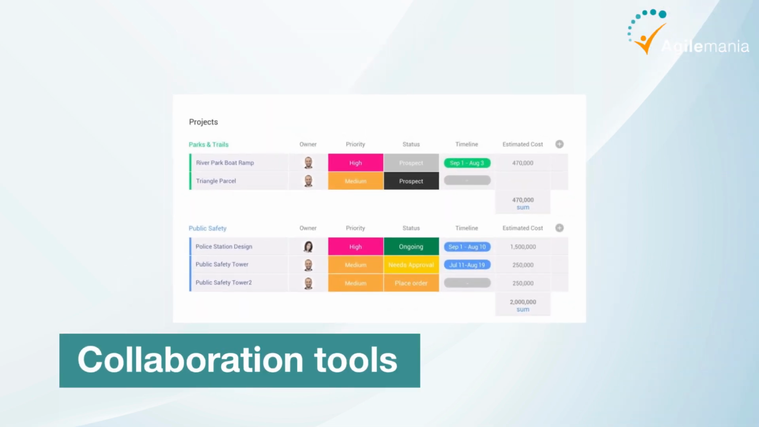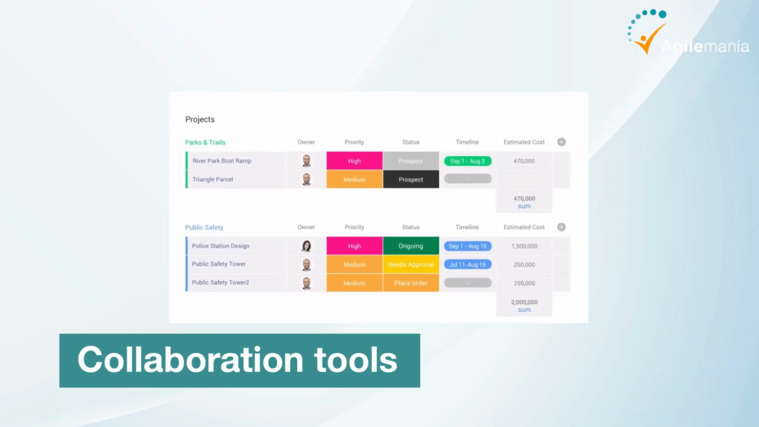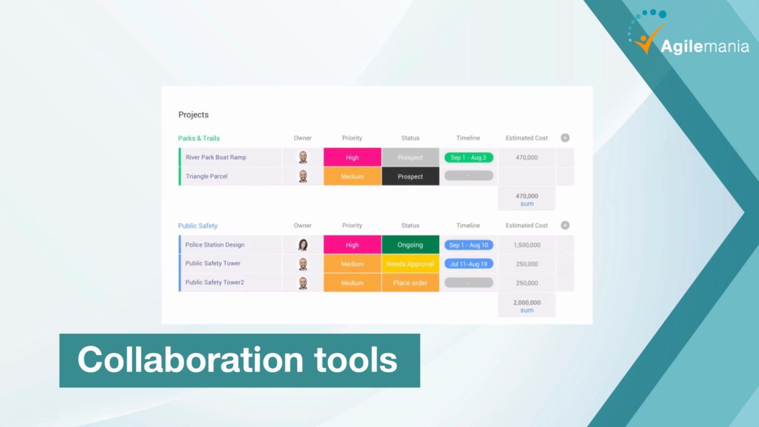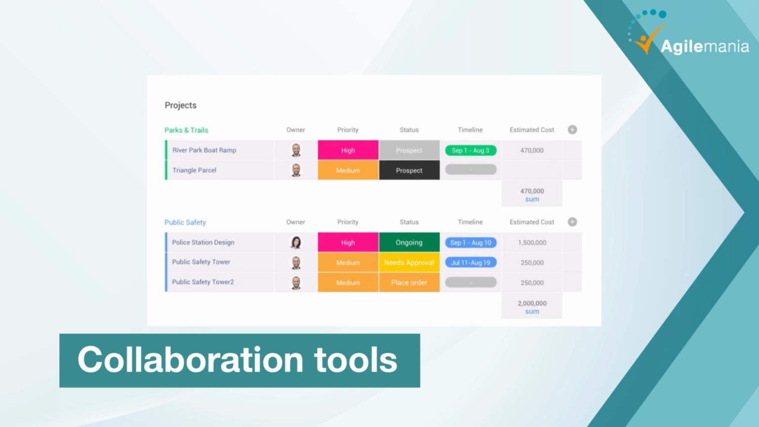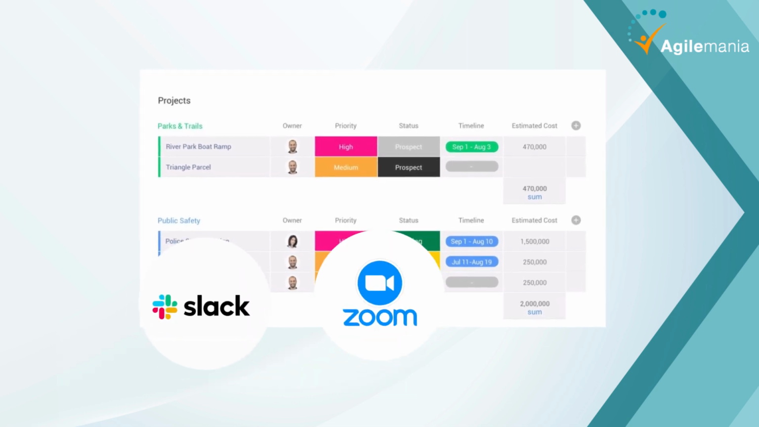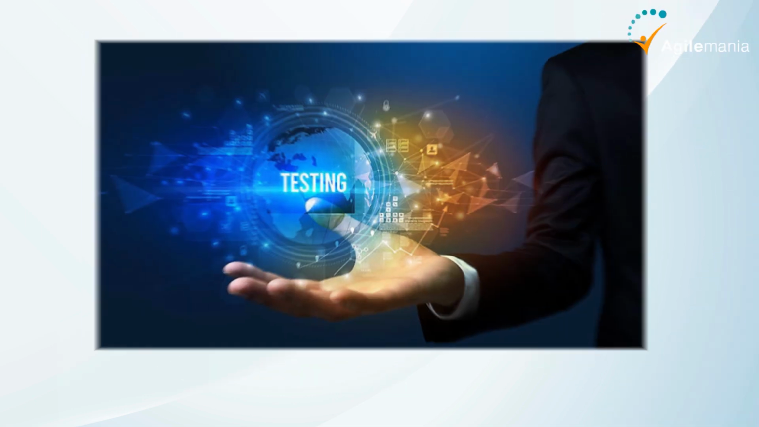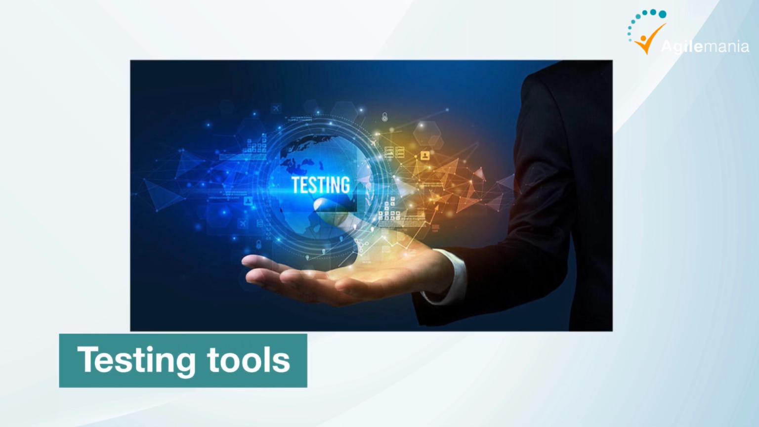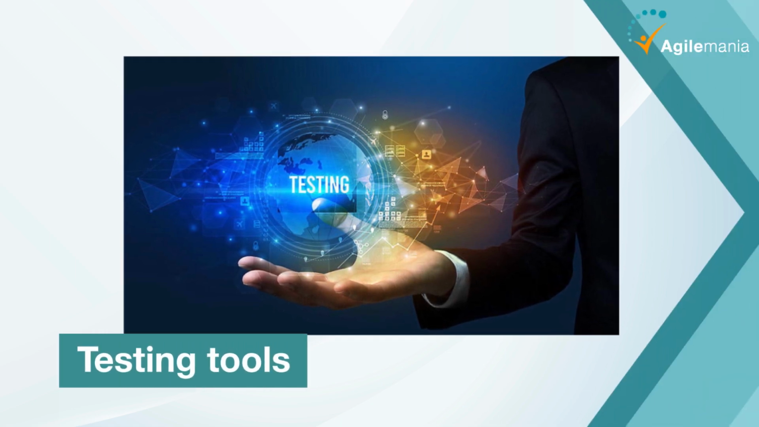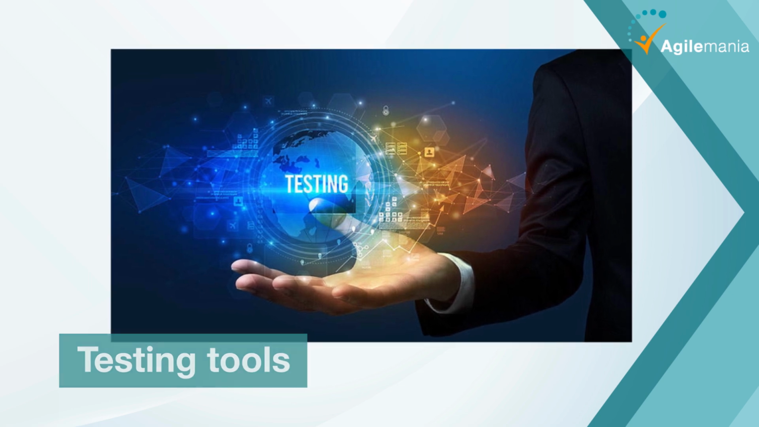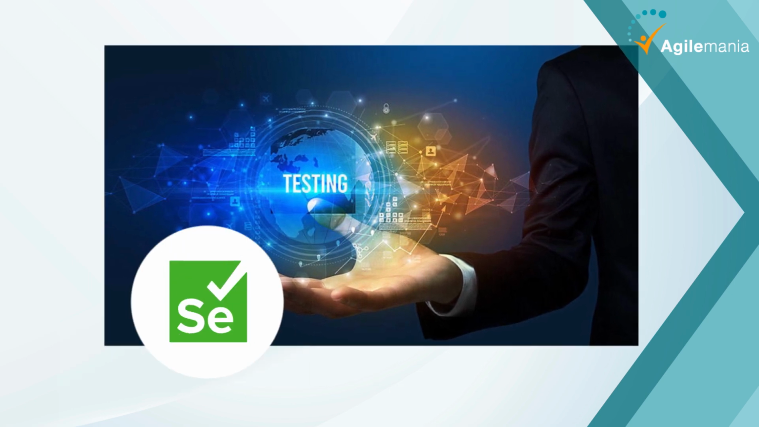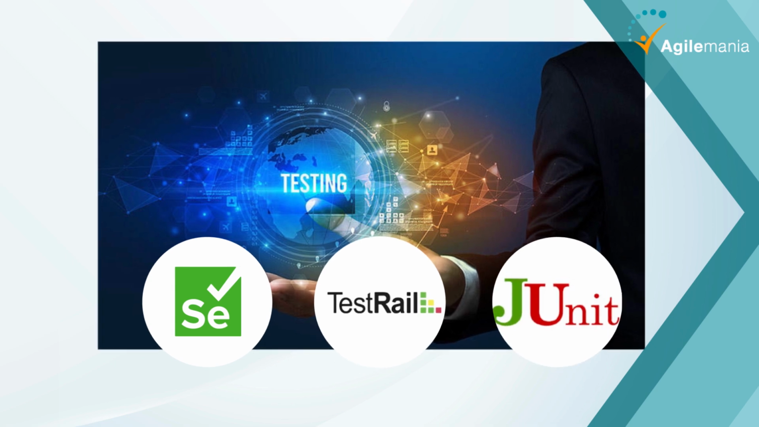Then we have collaboration tools. These are tools that help you communicate and collaborate with your team members and stakeholders. Examples of collaboration tools are Slack, Zoom, or Google Meet. Next is testing tools. These are tools that help you test and verify the quality and functionality of your product features. Examples of testing tools are Selenium, TestRail, or JUnit.